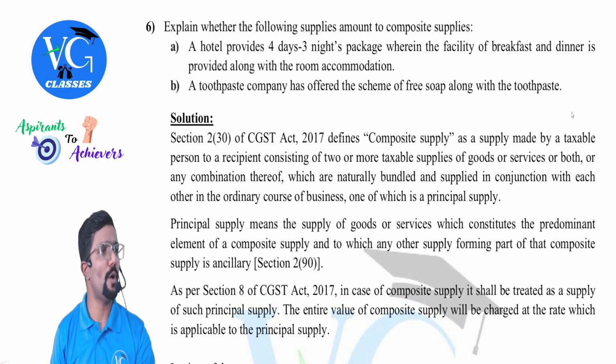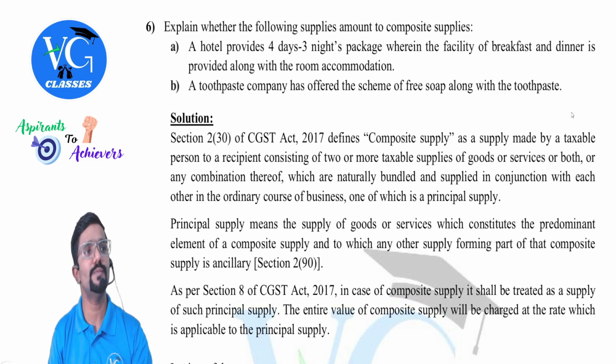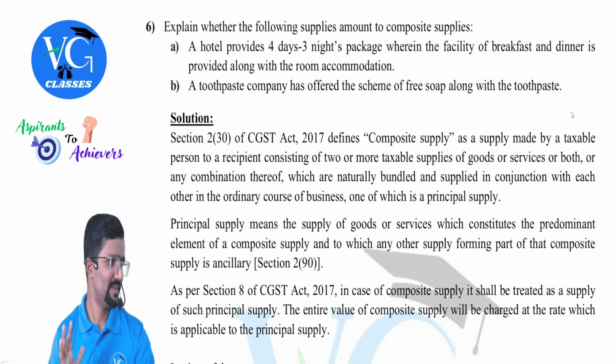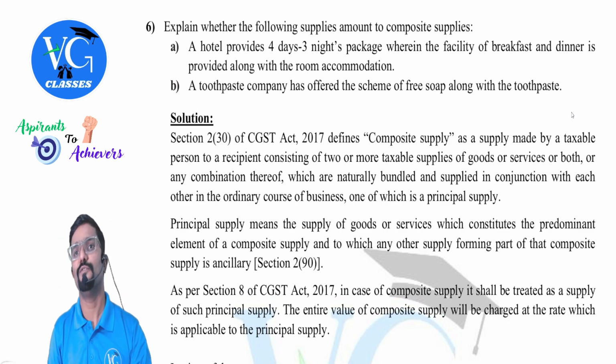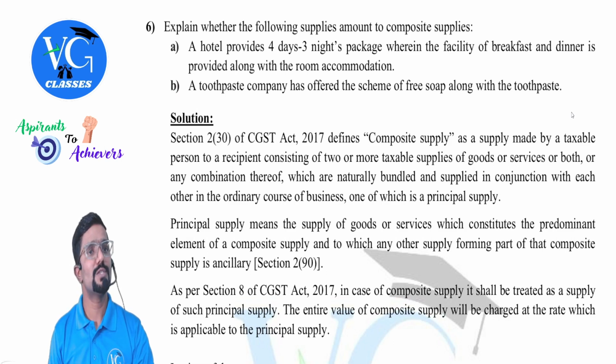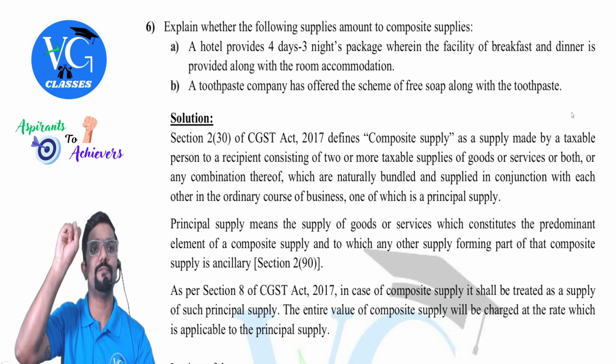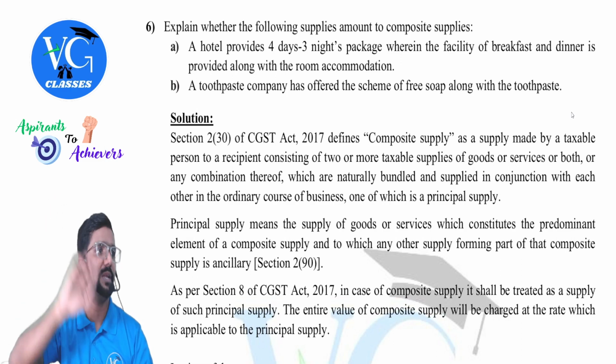Yes. So I can tell it is a composite supply. Which is the principal supply here? We are going there to stay. Along with that, we are having food. So in that case, which is the principal supply, guys? Accommodation. Accommodation will be the principal supply. So on the entire 5000, whatever rate is applicable for accommodation service will be applicable.